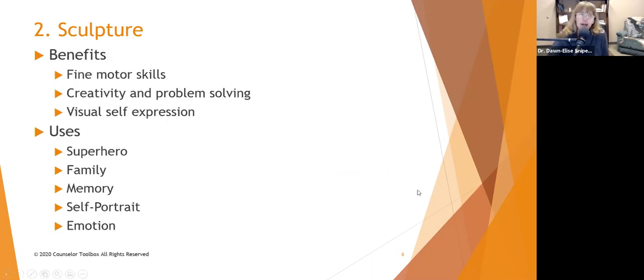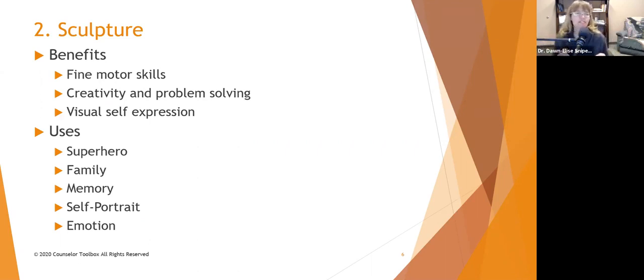Benefits of sculpture: again, fine motor skills. When you're putting things together using paper mache, wadding up papers, you're using your hands, you're using your fingers. It requires creativity and problem solving. Even if you're doing it in a group, you can have people break up into smaller groups, and you can say, all right, here's an idea. I want you to create a sculpture that represents who you want to be, or I want you to create a sculpture that represents what Christmas means to you, or I don't know, whatever the topic is.